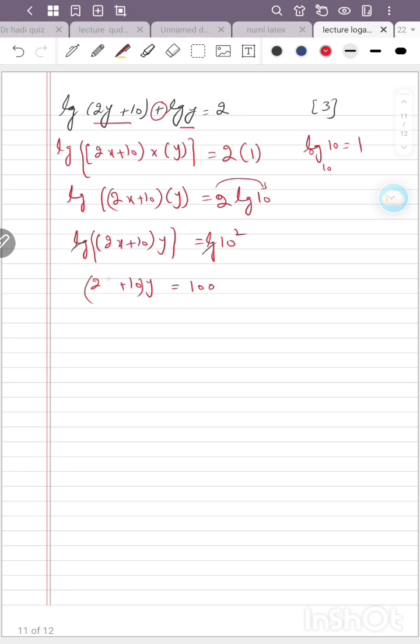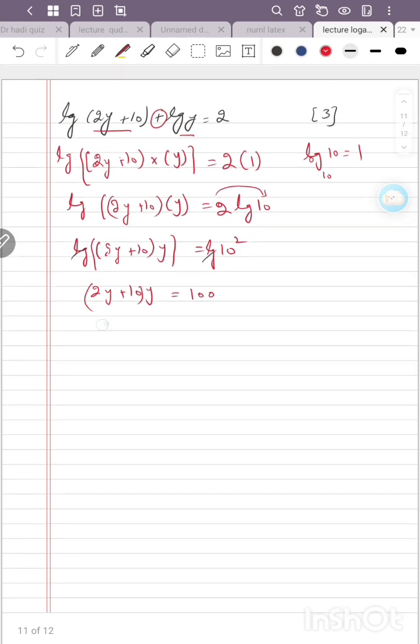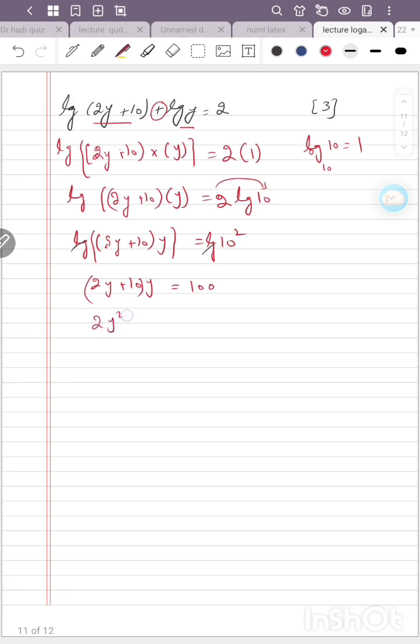This term is y, this term is y, and this term is y. So we multiply each other: 2y squared plus 10y, and the 100 goes to the other side as minus 100. So 2y squared plus 10y minus 100 equals 0. One thing is common, so dividing: y squared plus 5y minus 50 equals 0.